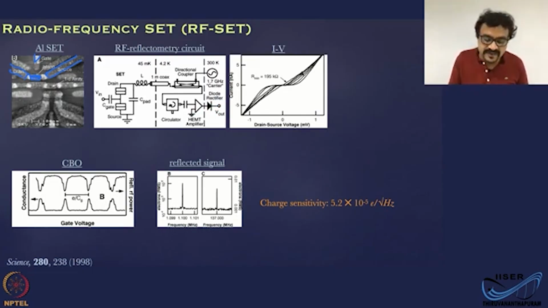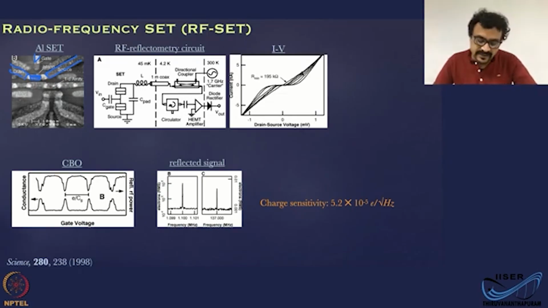Of course, the reflected signal will be amplitude modulated by the change of the impedance of this SET. So you need to demodulate the signal, either using a diode or some kind of demodulator, and you are going to get the temporal response of this device, either in the time domain, or you can also detect the impedance change in the frequency domain.